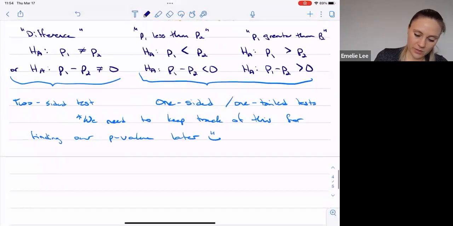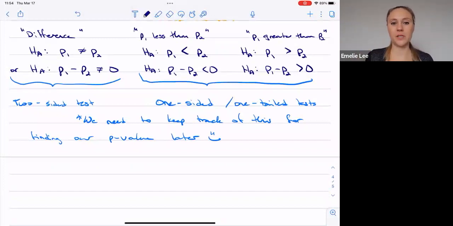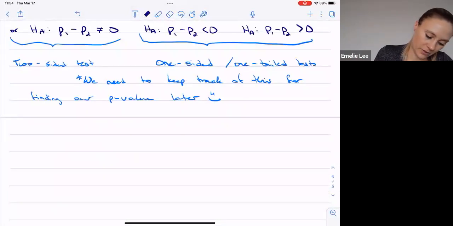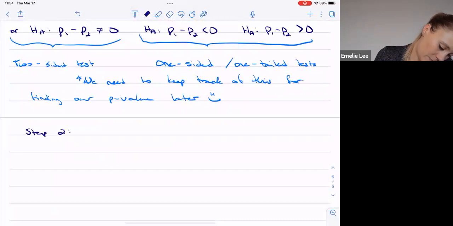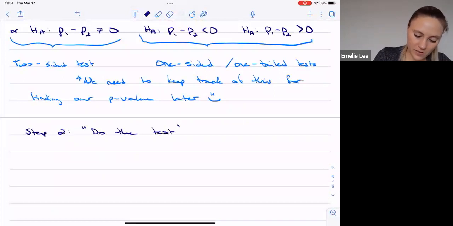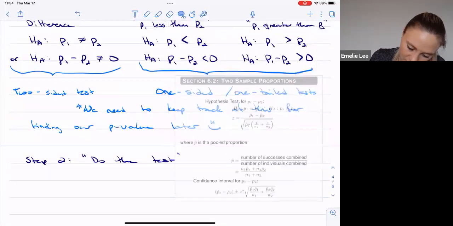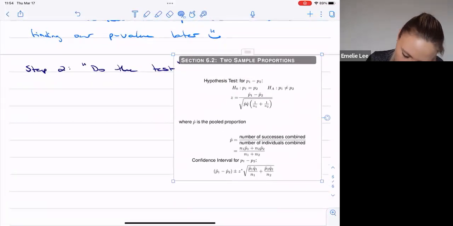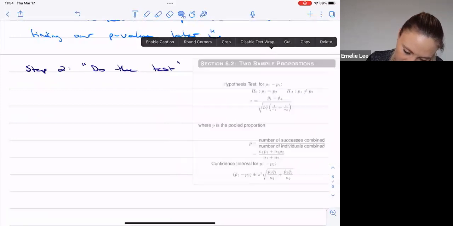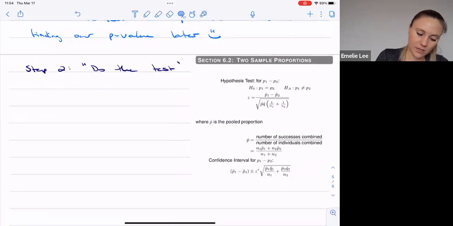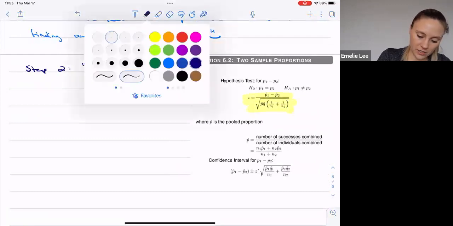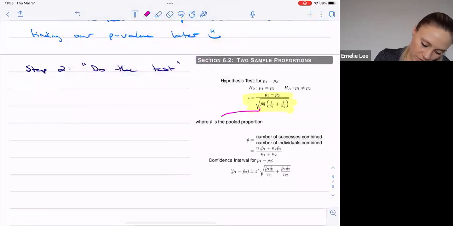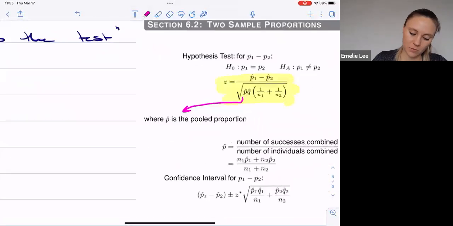So now we're ready for step 2. We've set up our null and alternative hypotheses, and we have a couple of different options, but just pick one that you like and then go with that. Step 2 is do the test. Doing the test is this part of the formula sheet, right? And remember, we said that the pooled proportion comes into play.